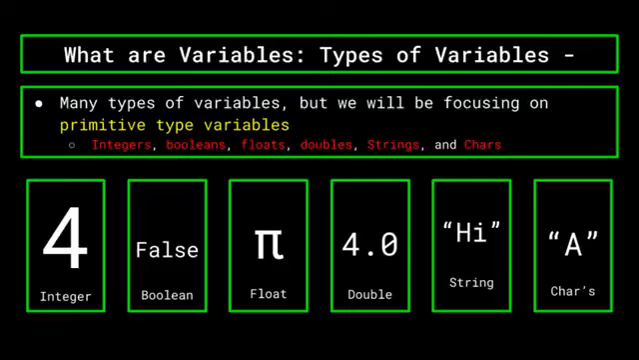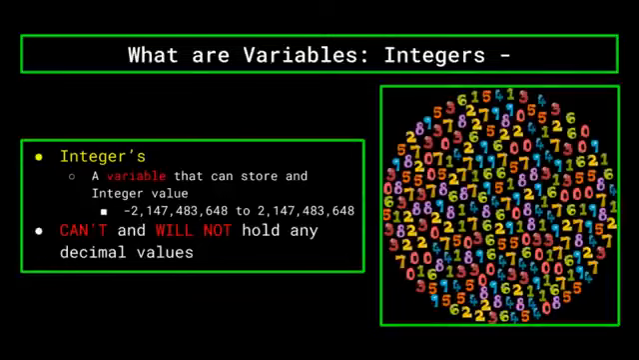We'll start off by talking about an integer. An integer, or int for short, is as simple as it sounds, a variable that can store an integer value. This includes all whole numbers from -2,147,483,648 to 2,147,483,648. Notice how I said whole numbers. Integer values cannot and will not hold any decimal values, so keep that in mind when using variables.